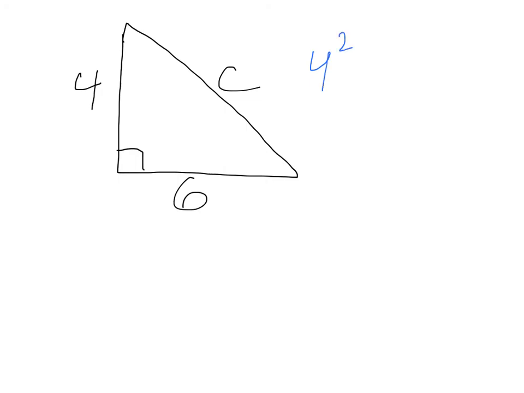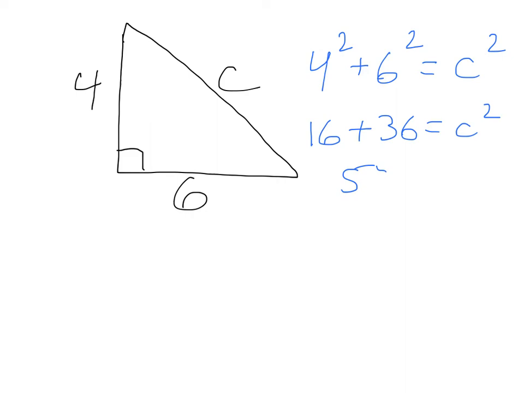4 squared plus 6 squared equals c squared. What's 4 squared? 16. What is 6 squared? 36. And that equals c squared. What's 16 plus 36? 52 equals c squared. Okay?